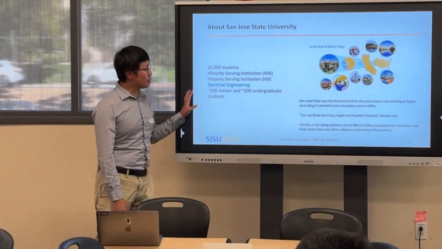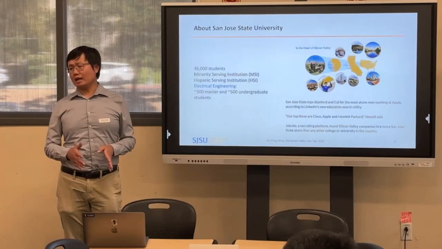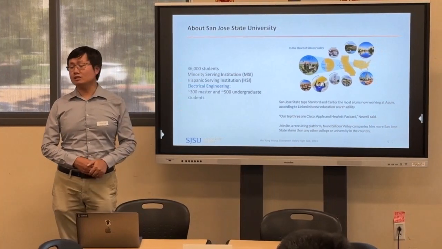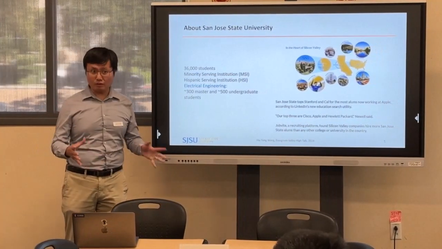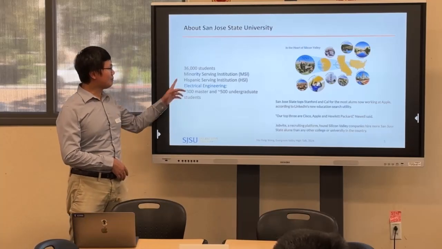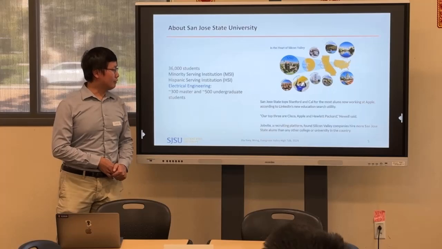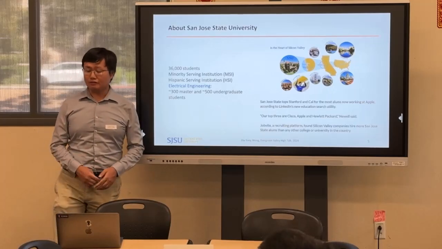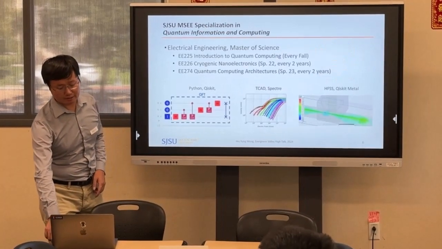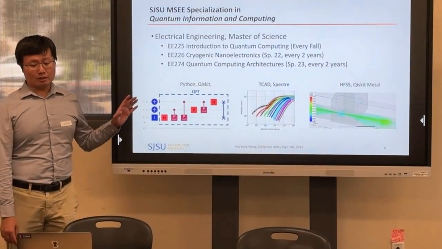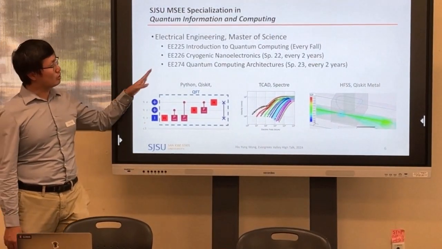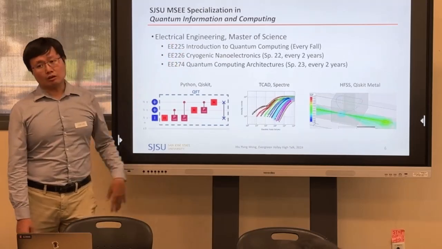San Jose State, you might know about this already. It's a small campus, but we have a lot of students, 36,000 students. And we are a minority serving institution. In our EE department, we have about 300 master students and 500 undergraduate students. In our master program, we introduce a specialization on quantum computing.